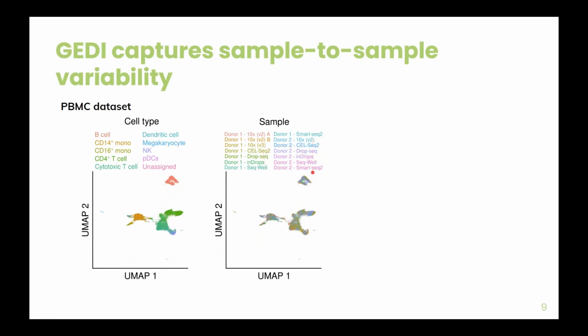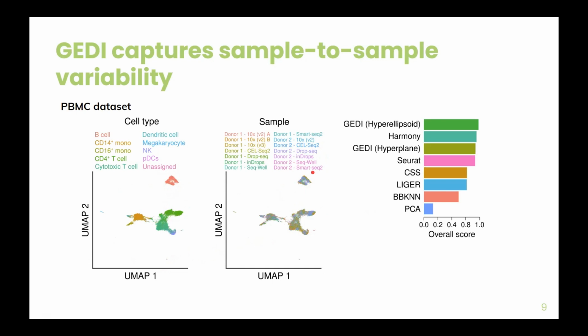We can not only visualize this, but actually quantify this performance with this overall score, which is a measure of how well we are able to remove the technical variability while preserving biological variability associated with the cell types. In our benchmark, GEDI stands out as a top performer against other integration methods that have been developed previously.